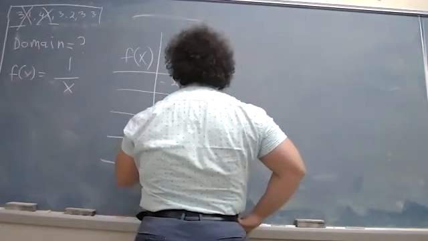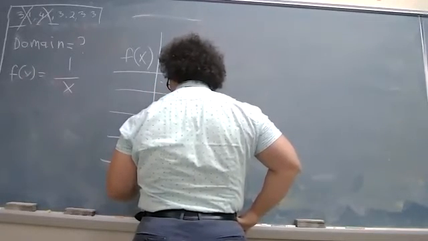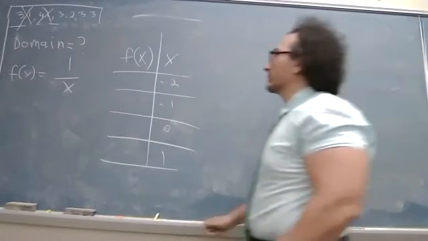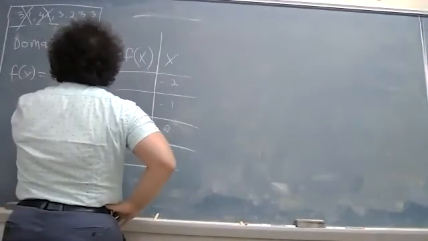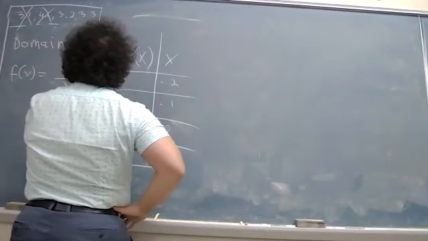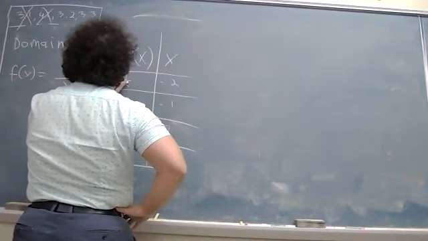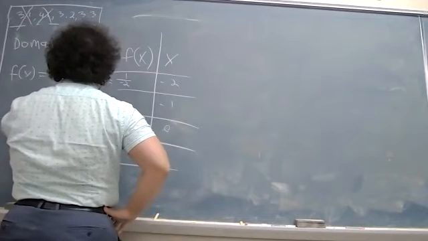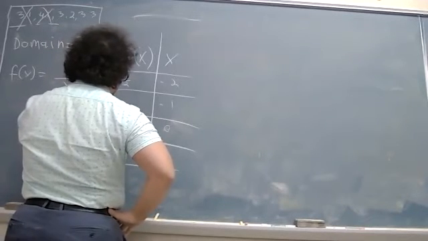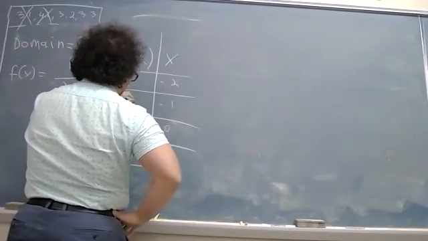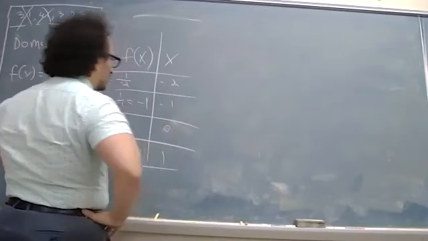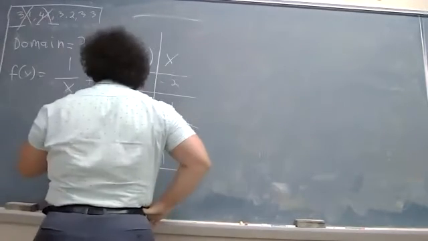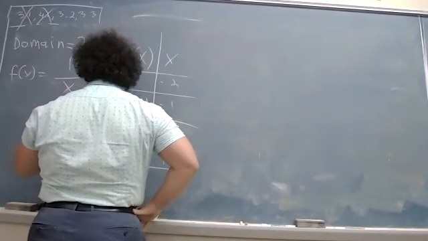Let's pick some symmetrical values about the origin. What is f of negative 2? F of negative 2 is equal to 1 over negative 2, just negative a half. That's okay, nothing wrong there. F of -1 is equal to 1 over -1. That's just -1. Nothing wrong there. Everything's fine. Maybe everything works. Let's just keep going to make sure.